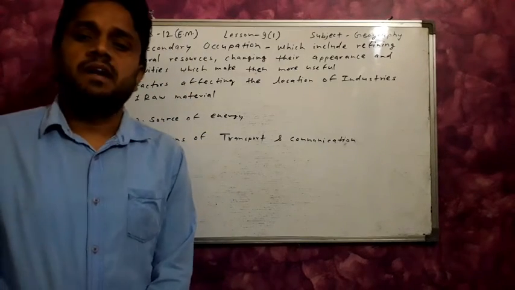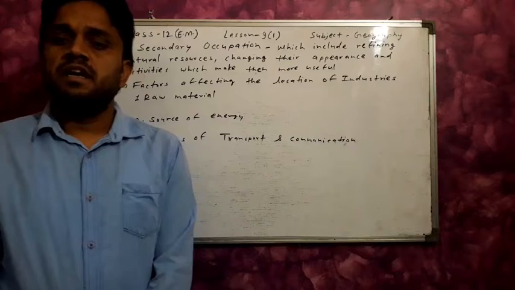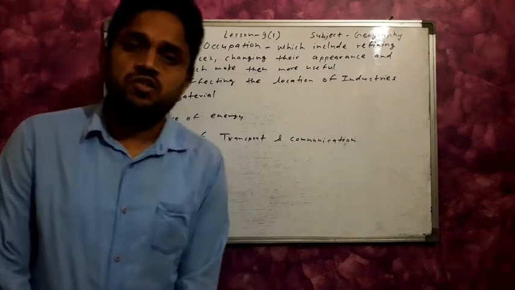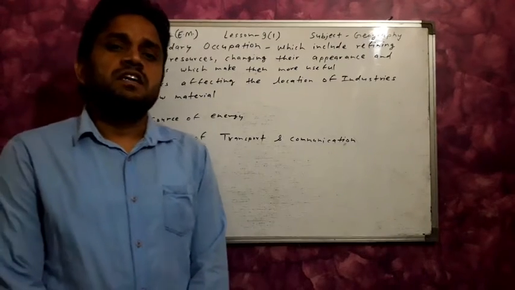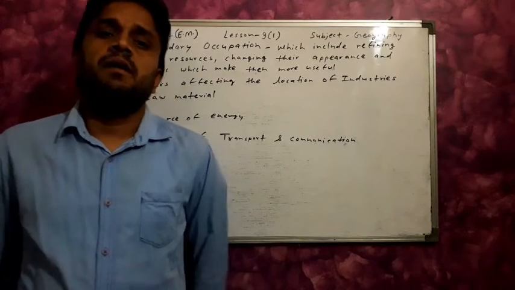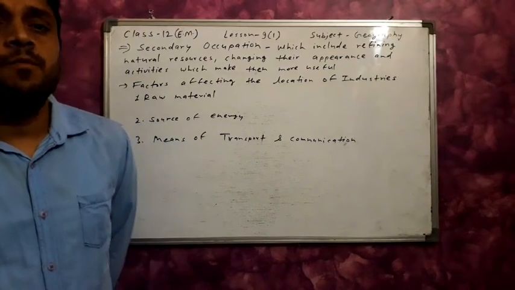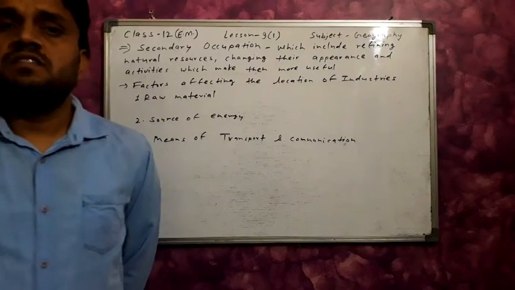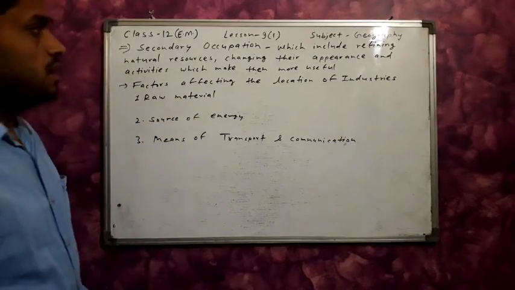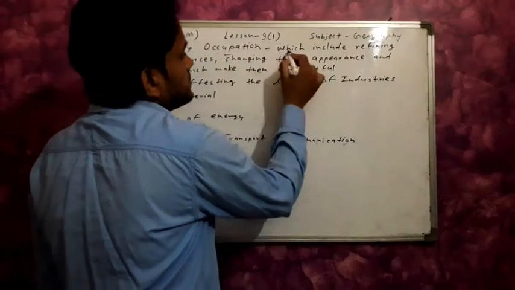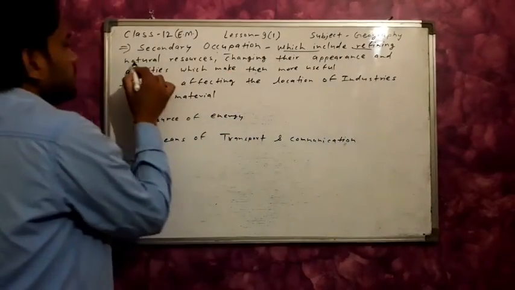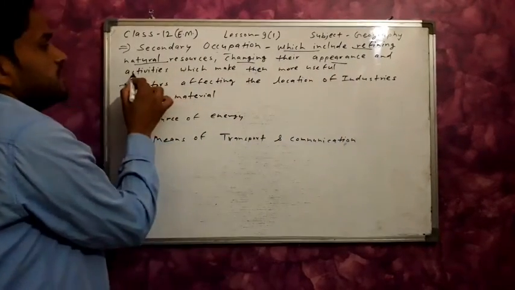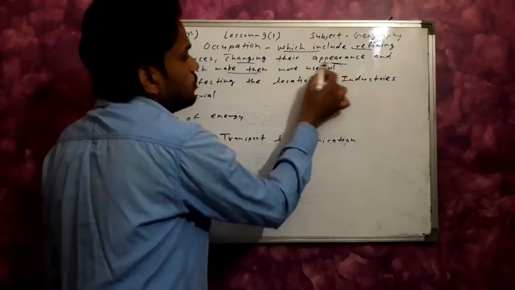Today we will start chapter number 9, secondary occupation. All these primary activities depend on the natural resources. Then humans change the natural resources into ready material by many processes, and these processes are known as the secondary occupation. The secondary activities include refining natural resources, changing their appearance, and activities which make them more useful.